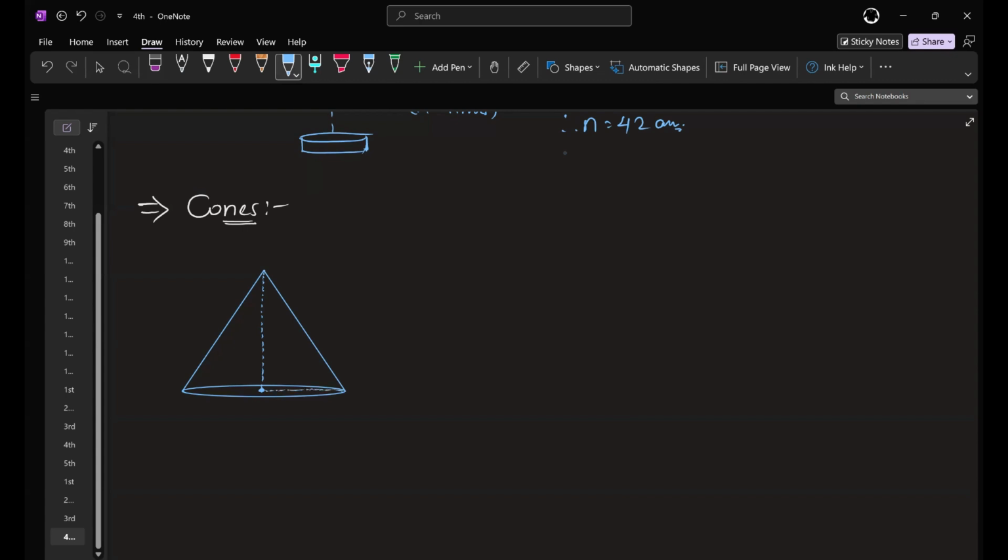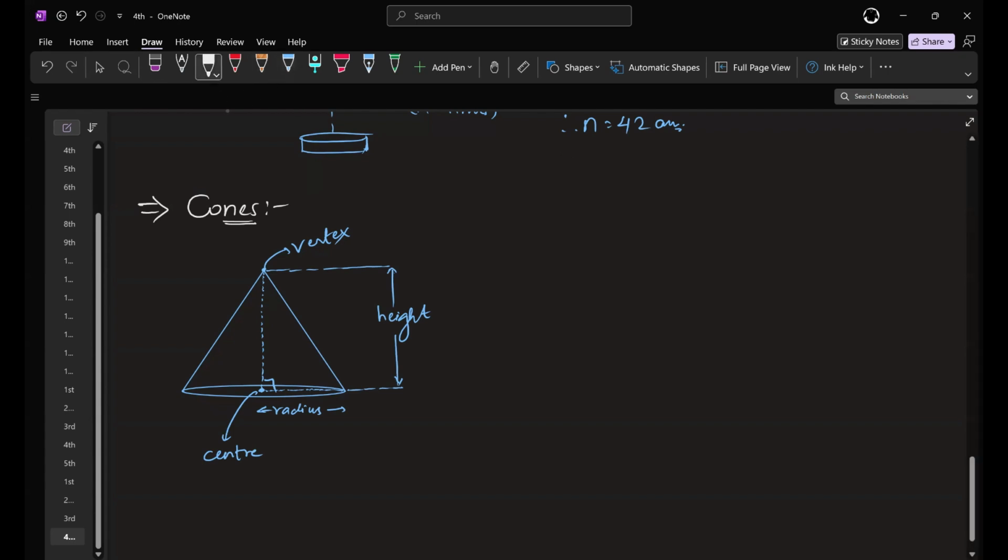Okay, and this is also perpendicular. And the parameters would be, this is called the vertex of the cone. Okay, this length is called the height of the cone, and this length is called the radius of the cone. Okay, radius of the base would be the radius of the cone. Okay, and this is absolutely the center of base. Okay, center of the circular base.